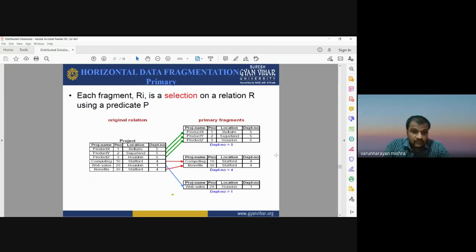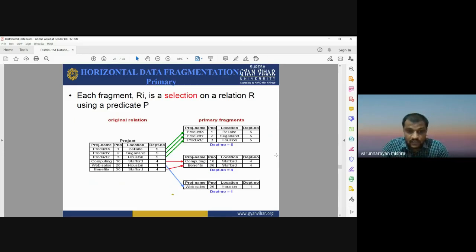There are three data sets for department number 5, related to project X, project Y, and project Z, and they are fragmented as a separate table having only the data of department number 5. Then there are two data sets relating to department number 4, which are stored as a separate table. Only one data set is related to department number 1, and it is stored as a separate table having only the data of department number 1.